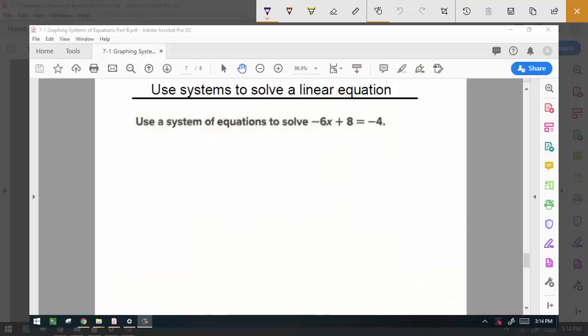Okay, for our next example, they want us to use a system to solve a linear equation. Notice that this only has one variable in it, x. So if I treat this as a system, the only information I care about is the x coordinate. There's actually 2 ways you can do this. You can treat this side as one equation, so call it y equals negative 6x plus 8. Graph that, and at the same time, graph this one when it's equal to y, so y is equal to negative 4. So I graph these two, and they'll have an ordered pair where they cross, but only the x value that goes here is the answer that I care about.